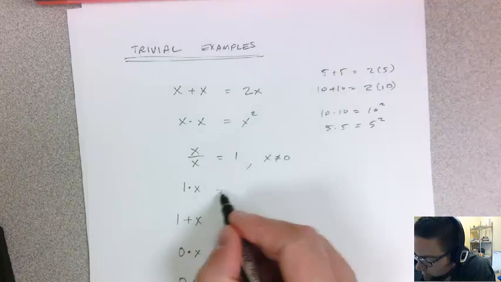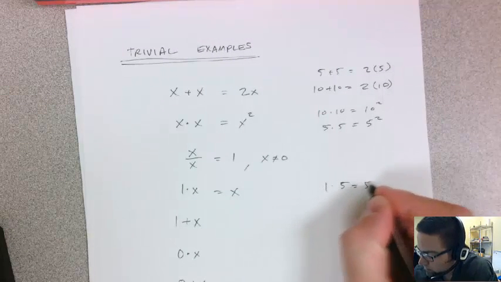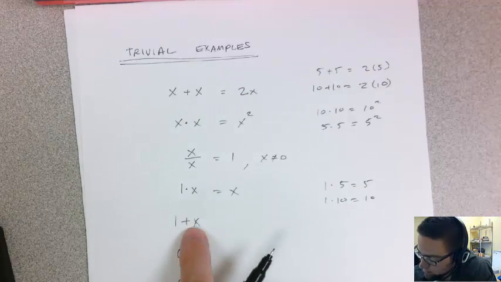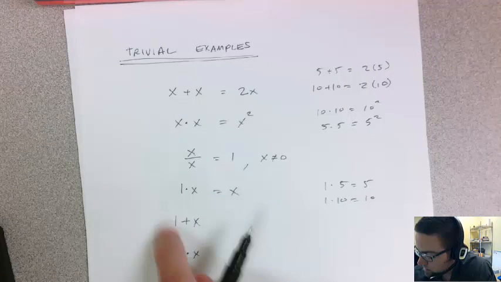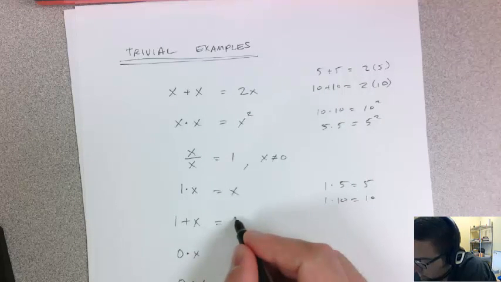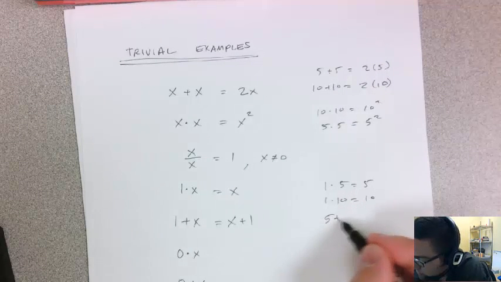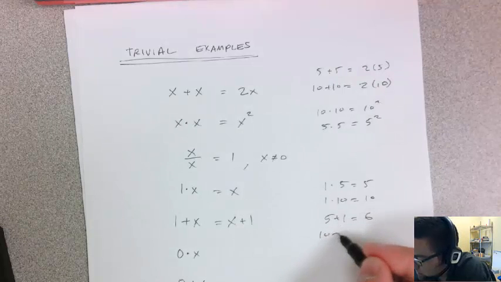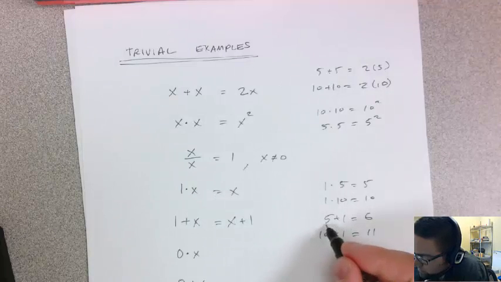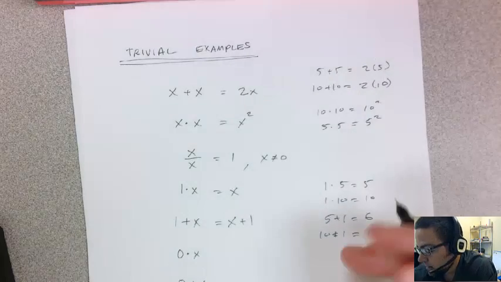1 times x is just x by itself. Anything times 1, so 1 times 5 is 5, 1 times 10 is 10. Now 1 plus x cannot be simplified, because a constant term and a linear term cannot be combined. They're two different things, so it doesn't get simplified at all. You could switch the order and say x plus 1. But you can see that 5 plus 1, you get 6, right? But 10 plus 1, you get 11. So you can't relate it to the value in any different way than it's the number plus 1.